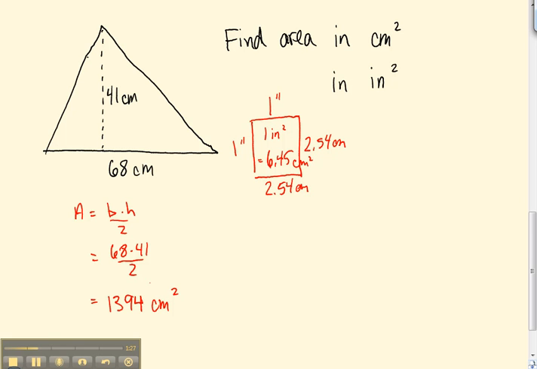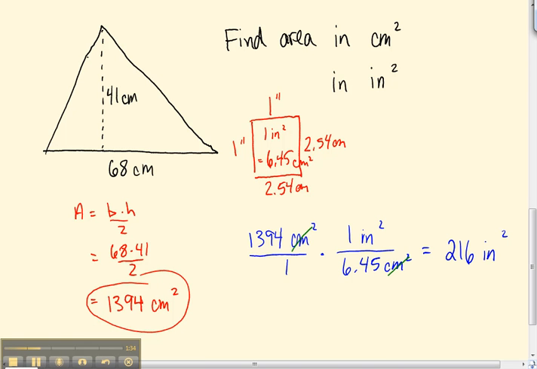So we can use that with our answer here to convert it to square inches. And you get your answer of 216 square inches for 1,394 square centimeters. So there you go. So again, just using the conversion between square centimeters and square inches, do it that way rather than converting each of the dimensions. That'll become a lot more useful for the next problem where we're going to be doing cubic units.